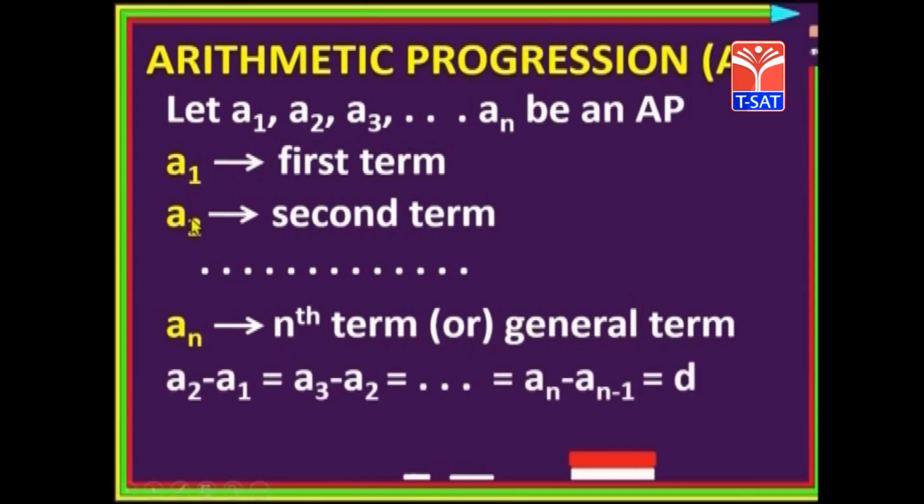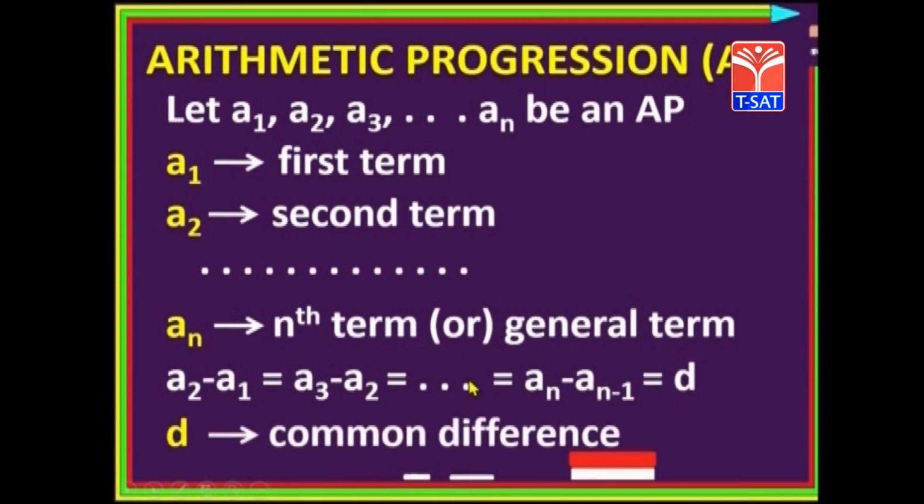So, if we find the difference between two consecutive terms, those are A2 minus A1 and A3 minus A2, and so on up to An minus A(n-1). All these differences are the same, and that common difference is denoted by D, and this D is called the common difference of the arithmetic progression.